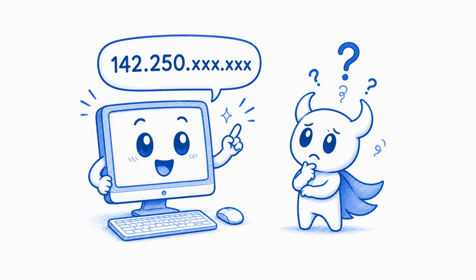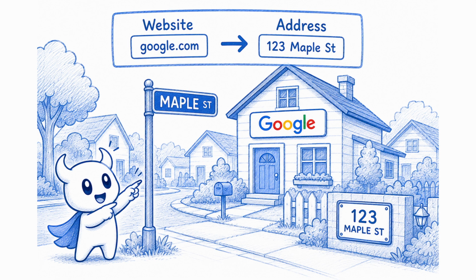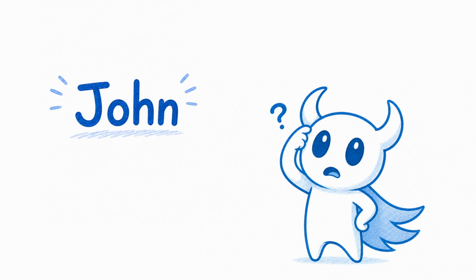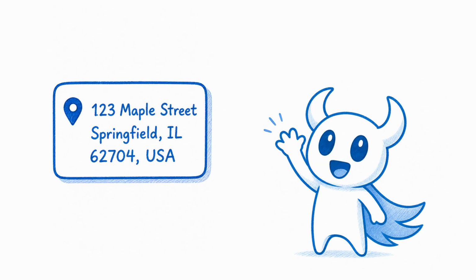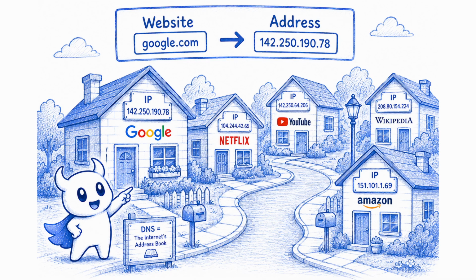Computers don't think that way. They communicate using numbers called IP addresses. You can think of an IP address as the street address of a house. If you wanted to visit a friend's house, knowing only their name wouldn't be enough. You'd need their address. The internet works exactly the same way. Every website has an IP address, and that's what computers use to find each other.